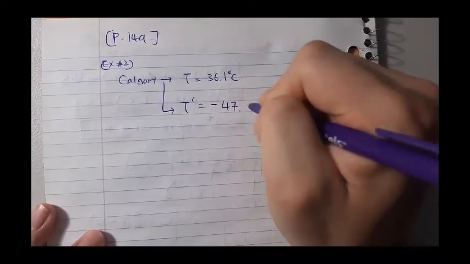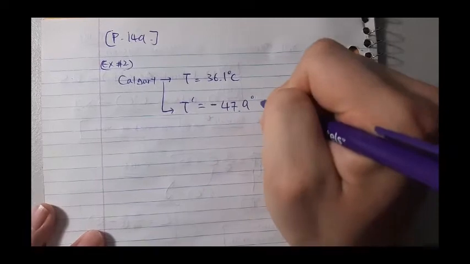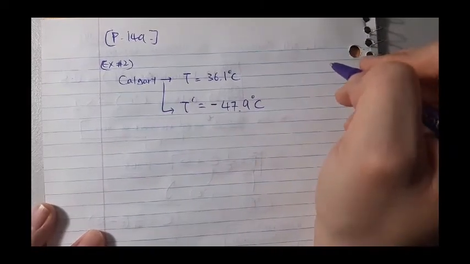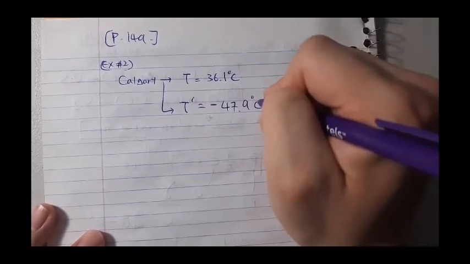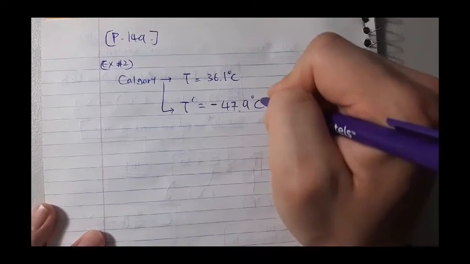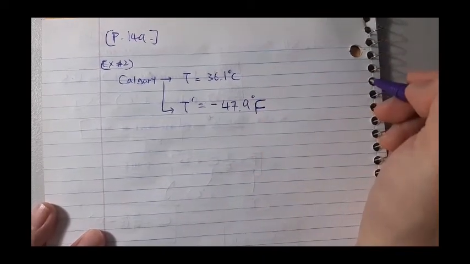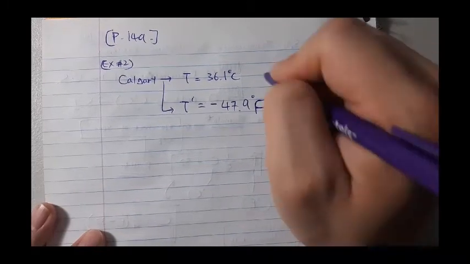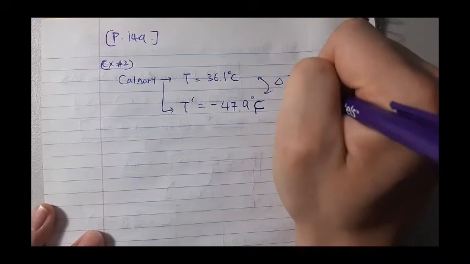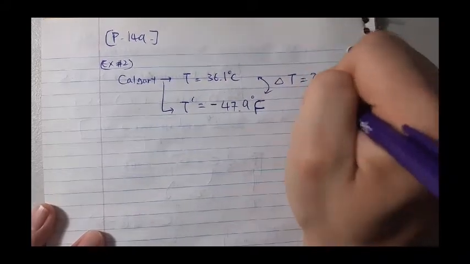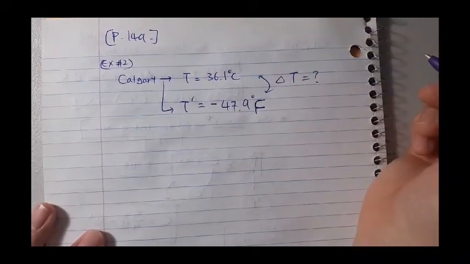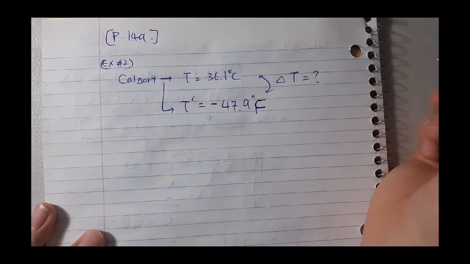Negative 47.9 degrees Celsius. That is, negative 47.9 Fahrenheit, which is on January 31, 1893. What is the difference between those temperatures? And we need to round it to 1 decimal place.